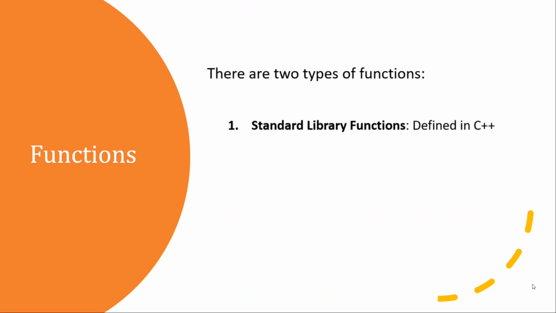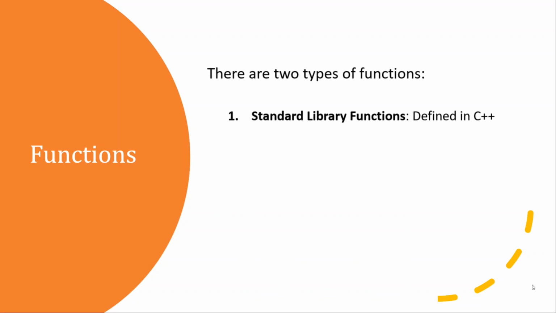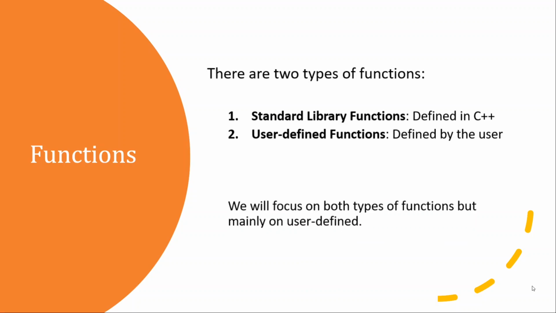Now, there are two types of functions. You have your standard library functions, which are defined in C++, and you have your user-defined functions, which are defined by the user. So we'll be focusing on both types of functions, but mainly on user-defined functions. So now let's take a look at some examples.